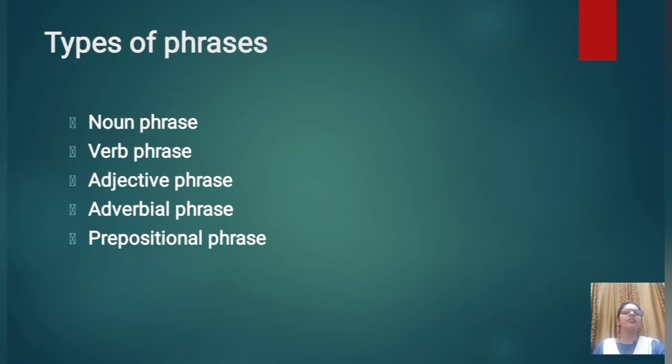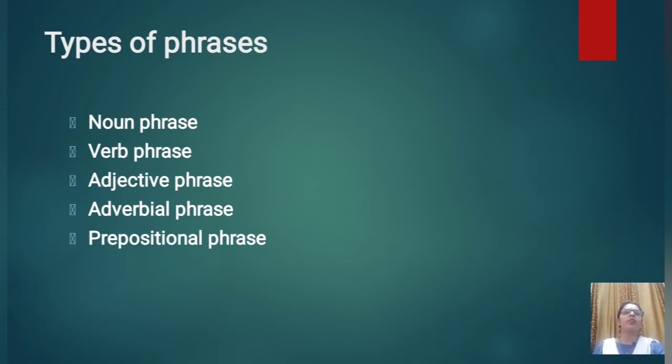Now next is the types of phrases. There are some types of phrases. First is noun phrase, second is verb phrase, third is adjective phrase, fourth is adverbial phrase, and next is prepositional phrase. A noun phrase acts like a noun in a sentence, meaning there is a noun in that phrase.